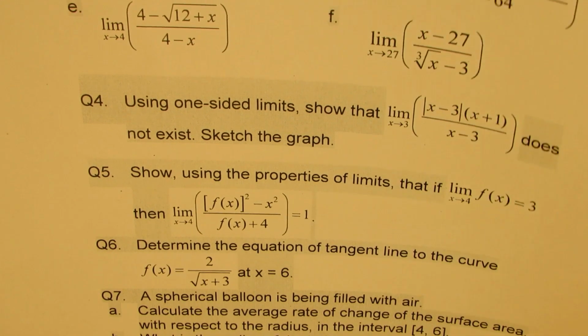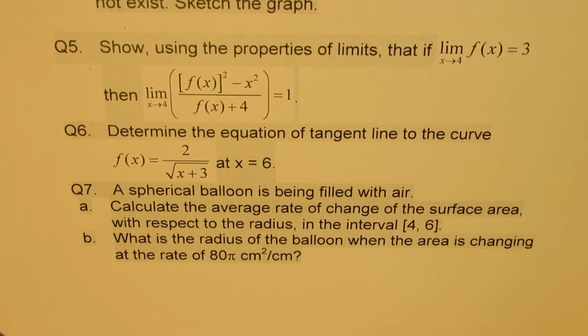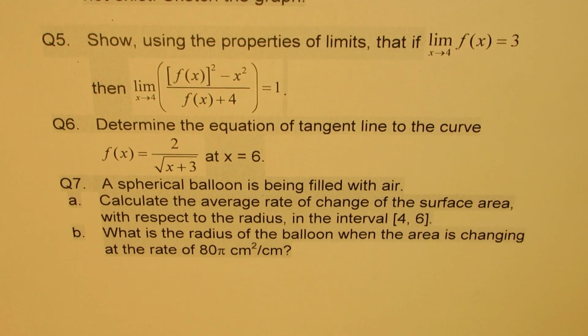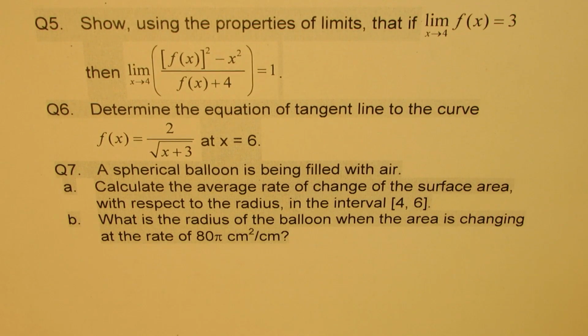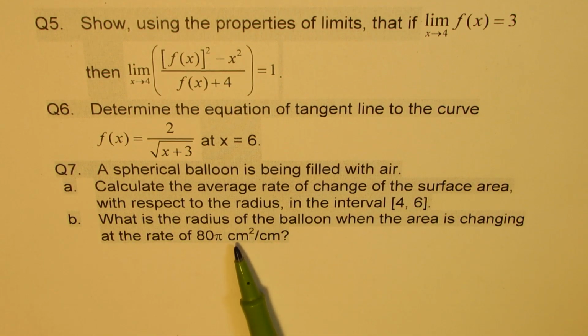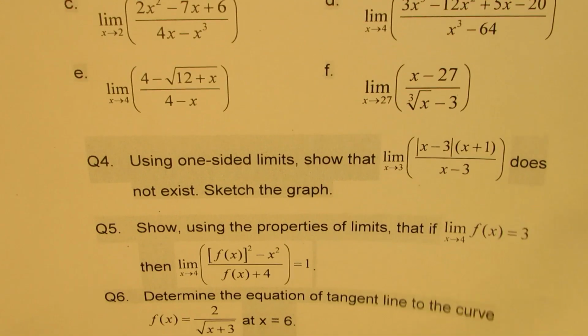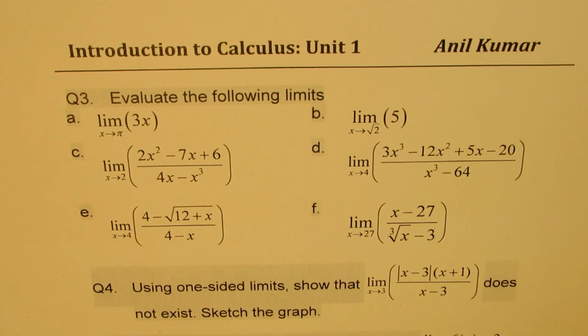Question number 6 is kind of important as here we get into finding the equation of a tangent line using the concepts of limits. And question number 7 is an application question where we'll try to work out the average rate of change and also the radius when the average rate of change is given to us. So that gives you a wide variety of questions to help you review the whole unit fairly. I hope that makes sense. Now let's begin with their solutions one by one.